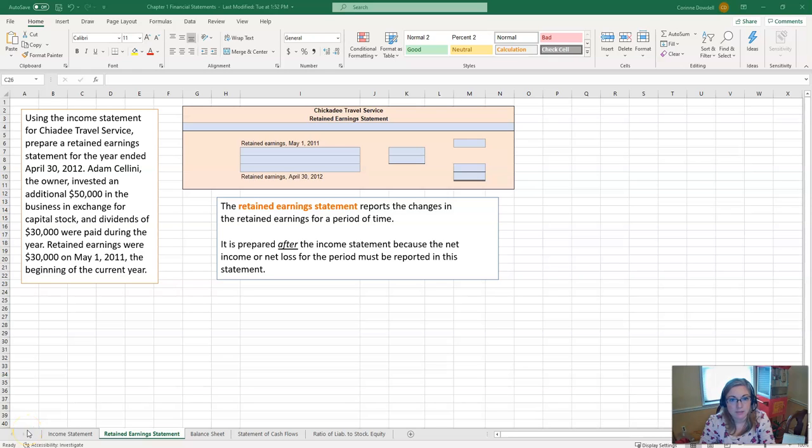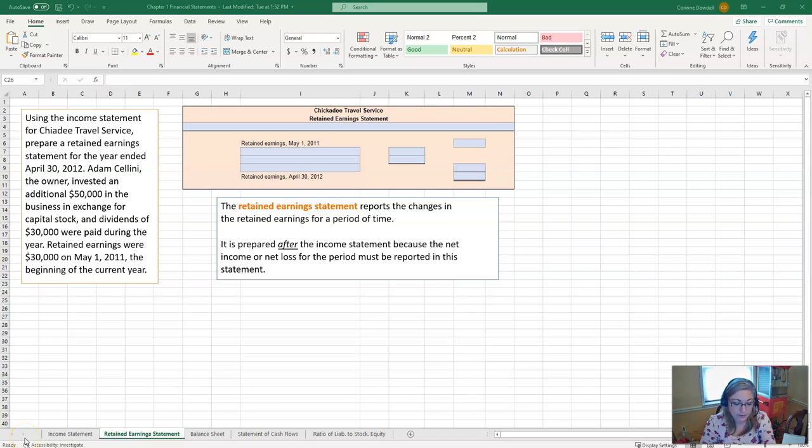Okay, the statement of retained earnings. This is brand new this year. You guys have not done this before, and it ties in with the stockholders' equity. That's why we have to do the statement of retained earnings. And if you remember from your vocabulary, retained earnings are the stockholders' equity after dividends have been paid out.